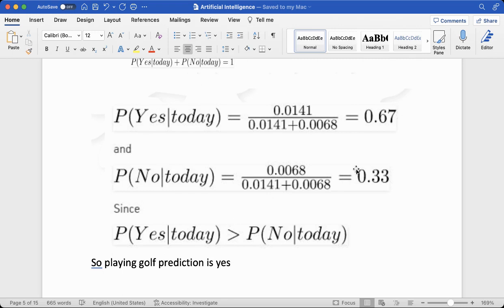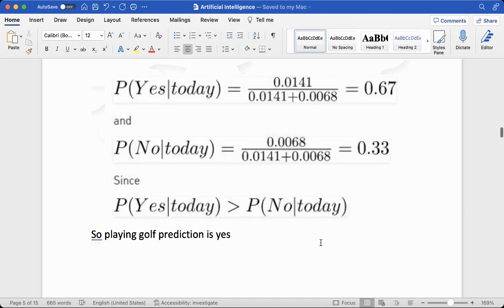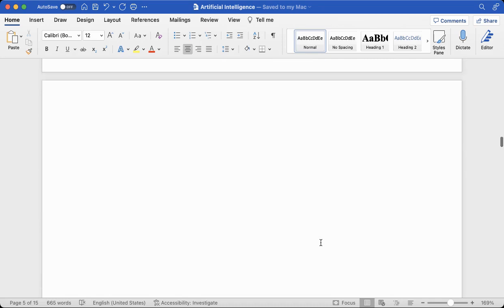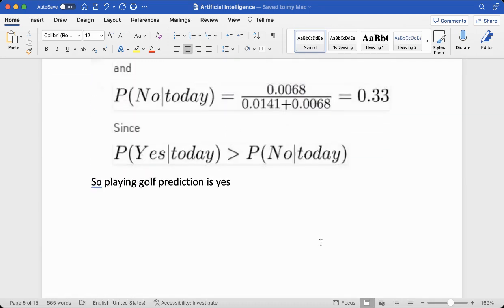Since we can see that the value of yes today is greater than the value of no today, the playing golf prediction is yes in the case of today. So this is the Bayes theorem, the naive Bayes classifier that works for the classification problem.